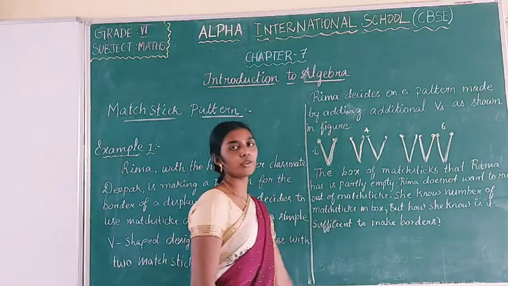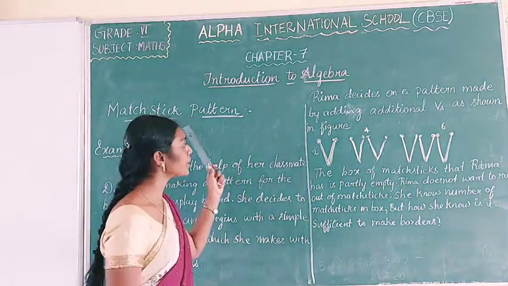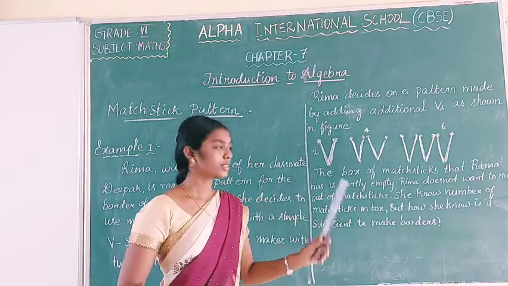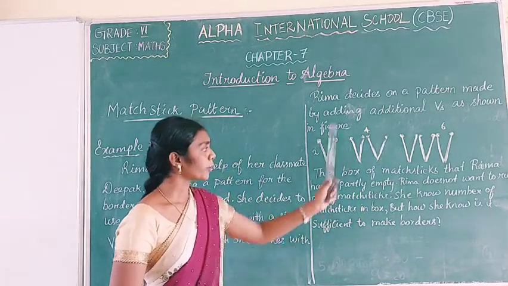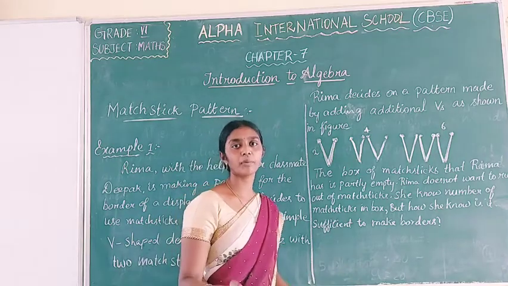How many matchsticks are used for 6 V's? Using this matchstick, the pattern is using one same kind. Okay, the same method is used to find the other sticks also. For making 4 V's, what do we want to do? That is the word pattern.